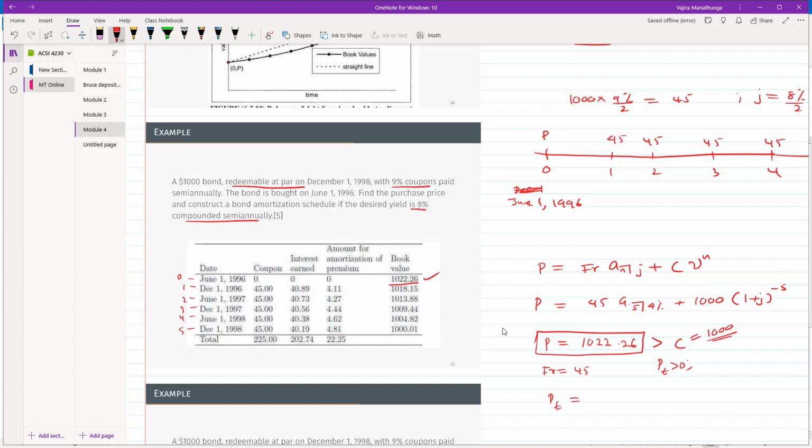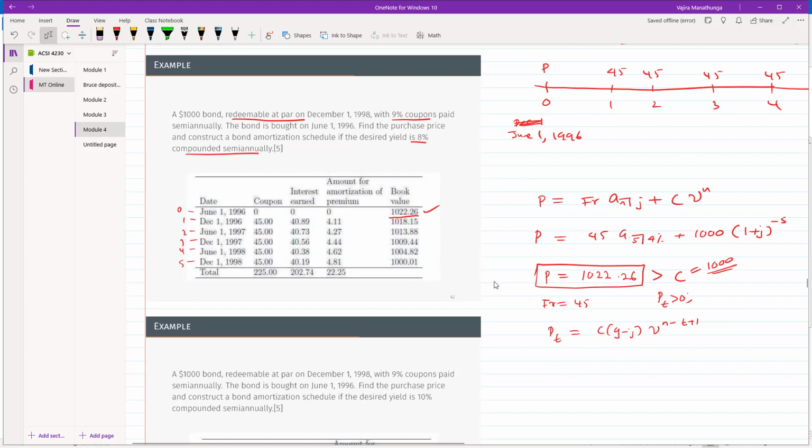And P_t is what? P_t is basically C times (G minus J) times v to the n minus t plus 1. Okay. So in this case, what is G? G is Fr divided by C. Since F and C are same, G is basically same as r. Okay, so I can just use the rate r, I mean r divided by 2. It is just the coupon rate per 6 months, which is 4.5%.